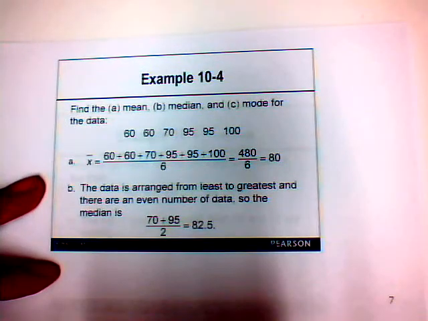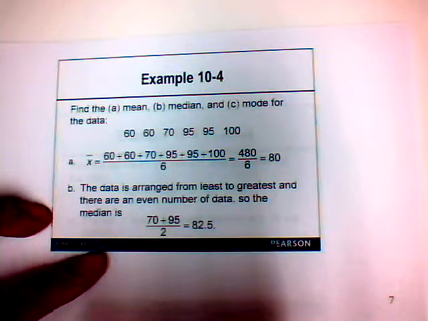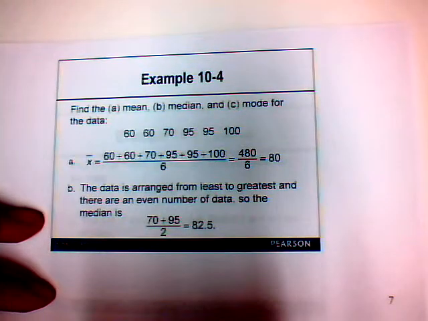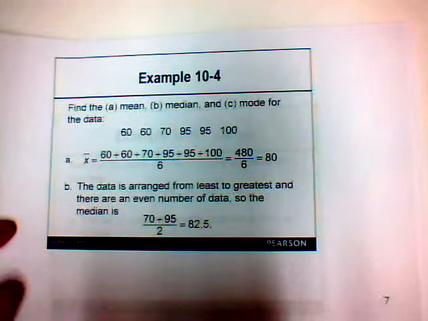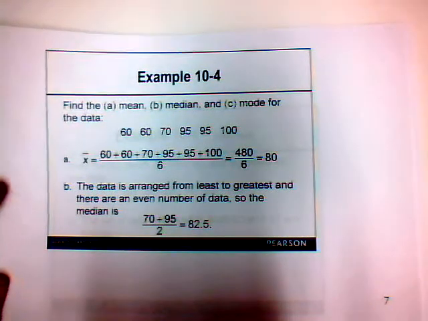Add 70 and 95 together, you'll get 165. Divide that by 2, you'll get 82.5. So the median of this set of data is 82.5.